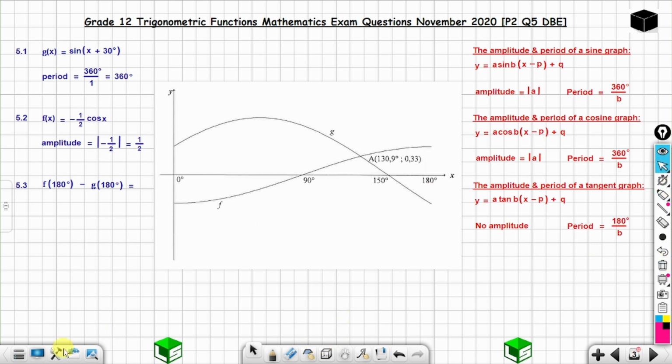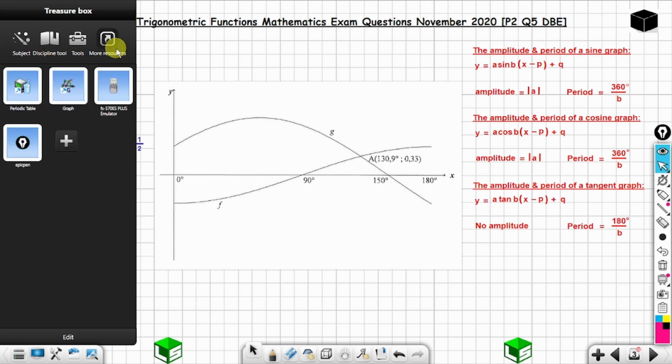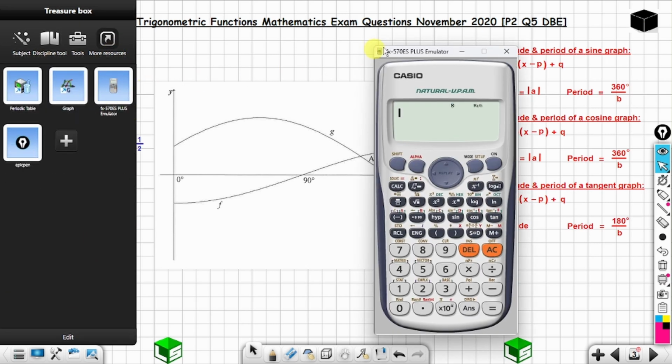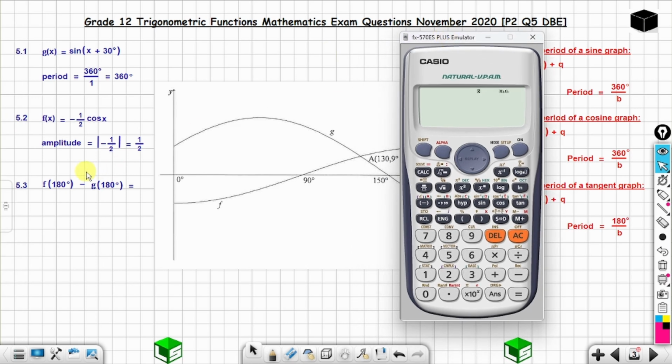I can use a calculator. We have the equation of f and the equation of g. So we plug 180 into f. This is the equation of f.